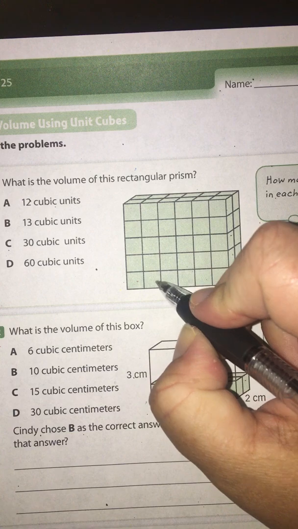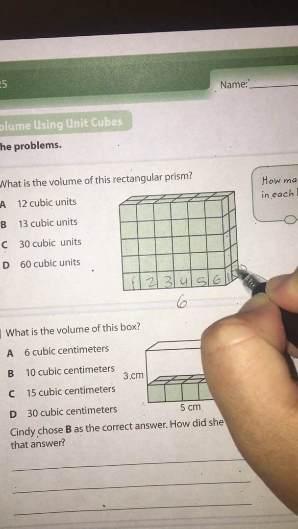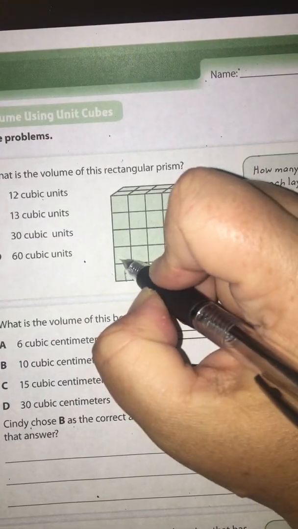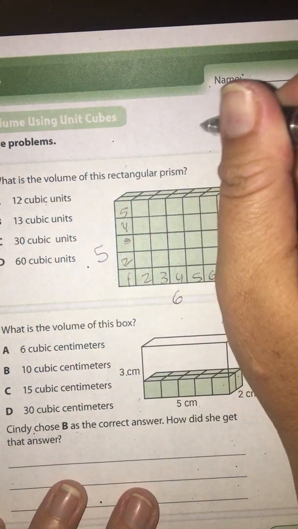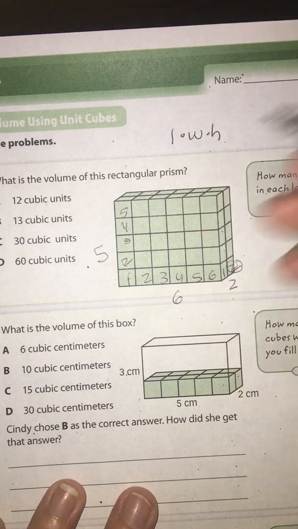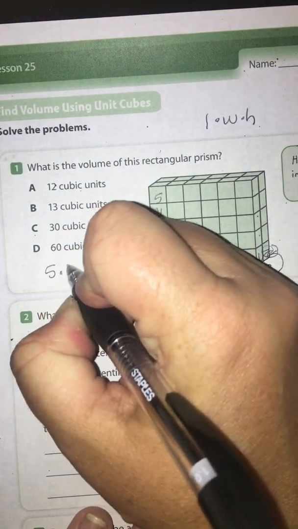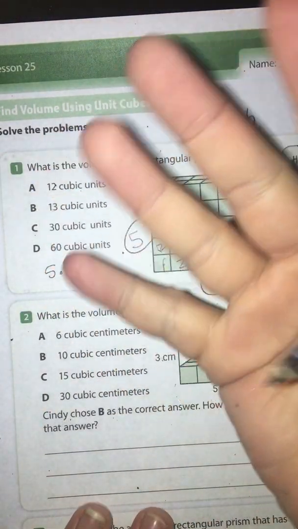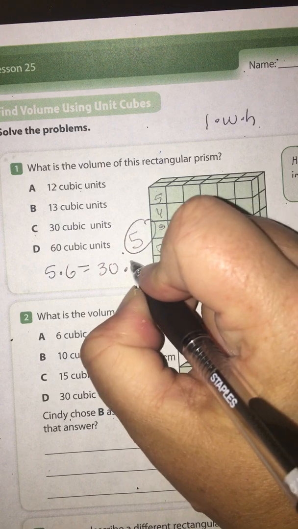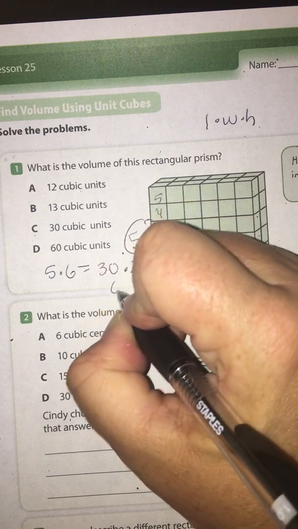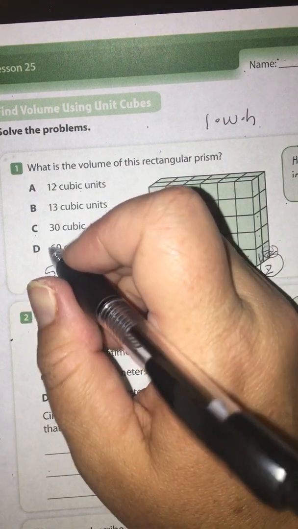So we've got 1, 2, 3, 4, 5, 6. 6 here, 1, 2, 2 here, 1, 2, 3, 4, 5 here. Okay, so now we know our volume is length times width times height. So 5 times 6 times 2. 5 times 6, 5, 10, 15, 20, 25, 30 times 2 equals 3 times 2 is 6, add my 0, 60 cubic units. So the very first one, we're going to put D.